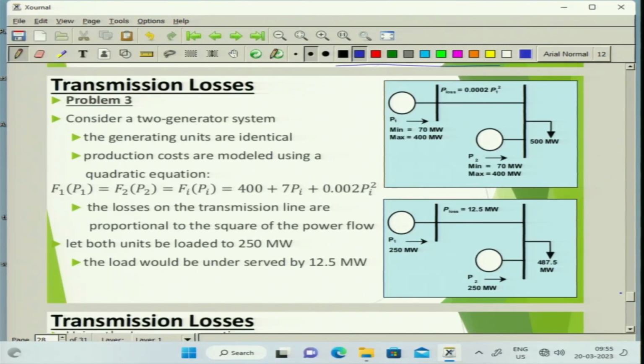Then, consider the transmission losses. If you consider a two generator system where the generating units are identical, and production costs are modeled using a quadratic equation, F1 of P1 is equal to F2 of P2, equal to this quadratic expression. The losses on the transmission line are proportional to the square of the power flow. Let both units be loaded to 250 megawatt, the load would be under served by 12.5 megawatt. Why? Because there is a loss which is happening.